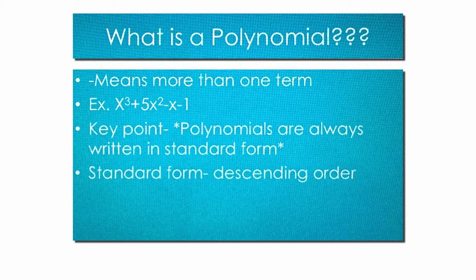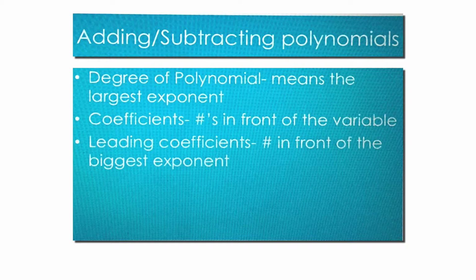Descending order is, for example, if you have x cubed, then x squared, then x to the first power, you have them in descending order of the amount of powers the variable is taking. Adding and subtracting polynomials. Degree of polynomial. This means the largest exponent in the equation. This is known as x cubed and x squared. Well, obviously it would be x cubed since it's the biggest one.